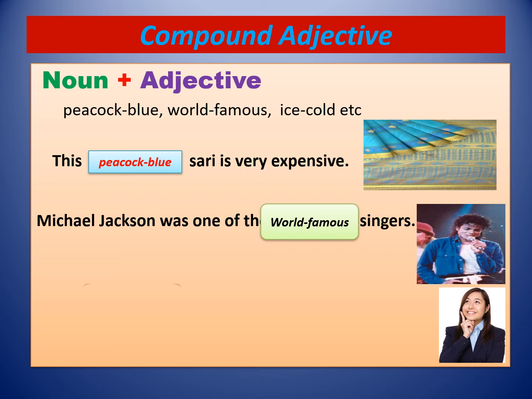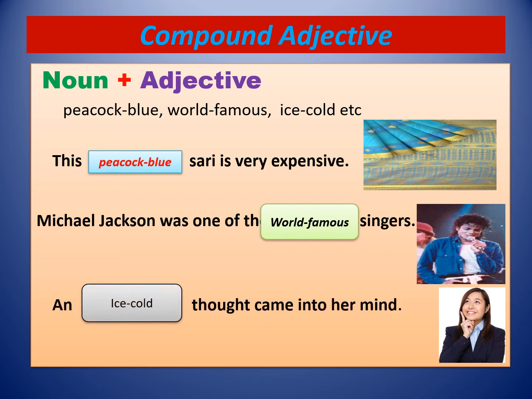She's thinking something. An ice cold thought came into her mind. So ice cold is an adjective. It is modifying the noun thought. Ice is a noun, cold is an adjective. So here the compound adjectives are formed with a noun and an adjective.